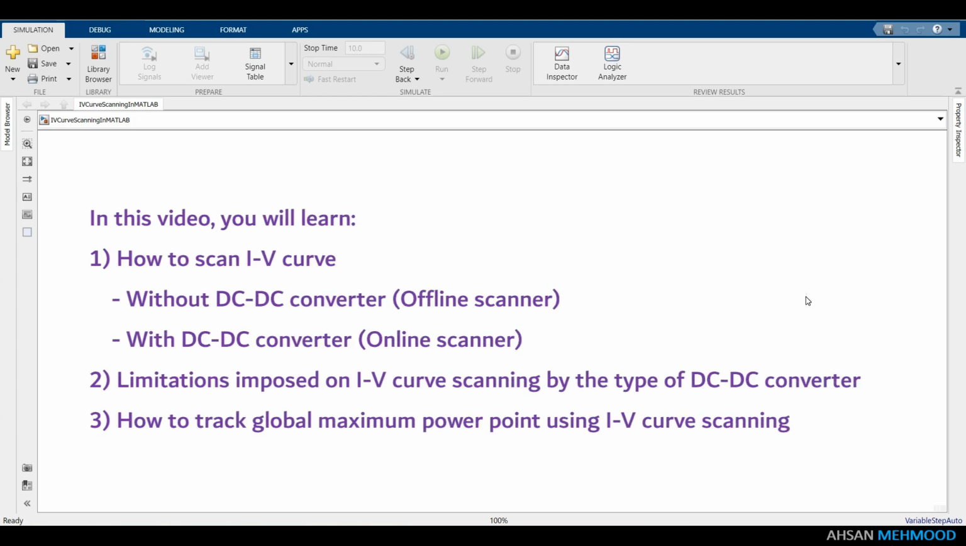In this video, you will learn how to scan the IV or PV curves of a solar array in MATLAB software with and without a DC to DC converter, as well as what limits are imposed on IV curve scanning by the type of DC converter used for this purpose.